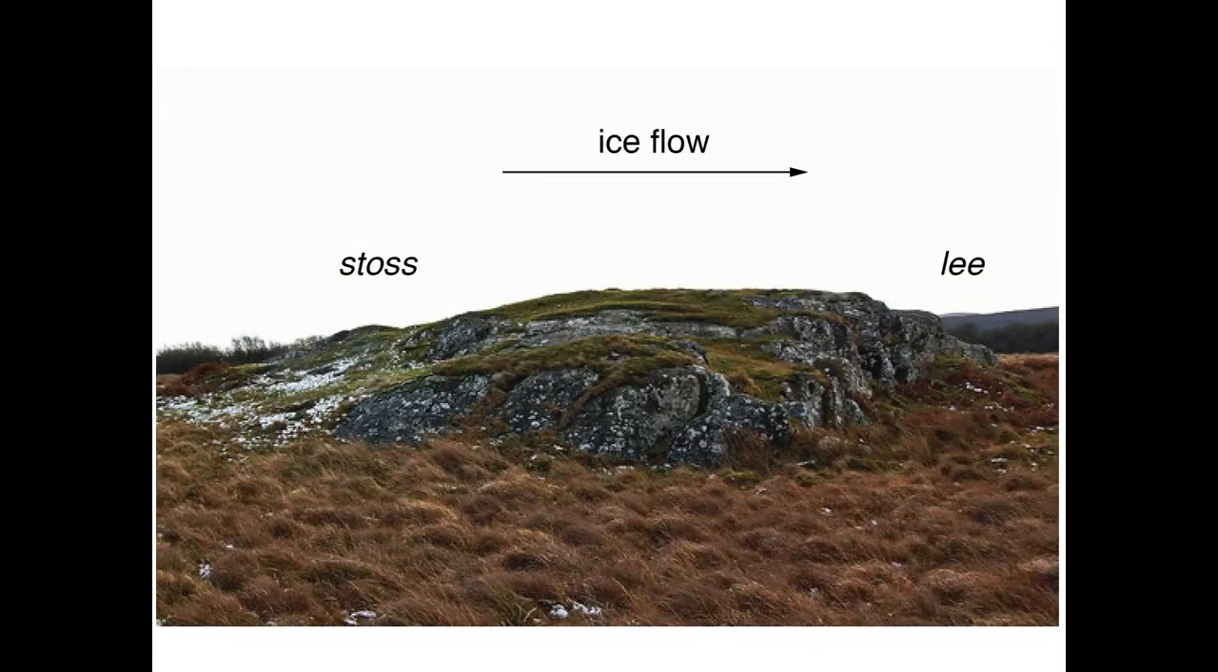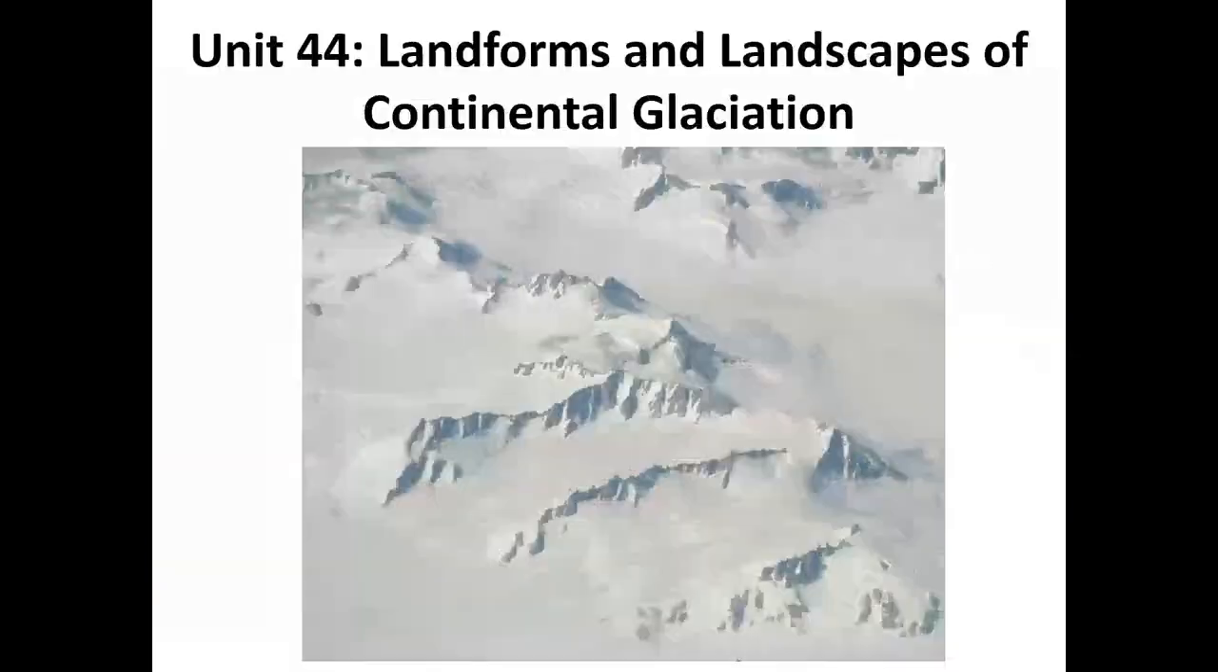And as you can see, on the left is where the glacier would have been moving from, and then towards the right, the leeward side of the glacier is a little higher, where it would have deposited some of the rocks the glacier was carrying inside of it.